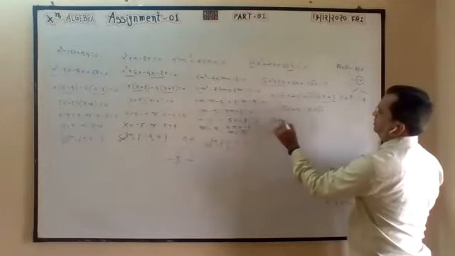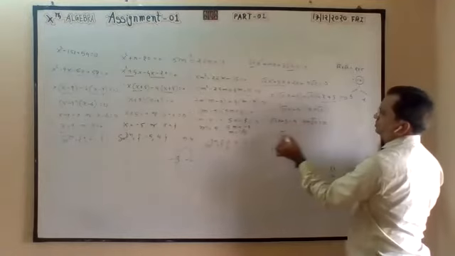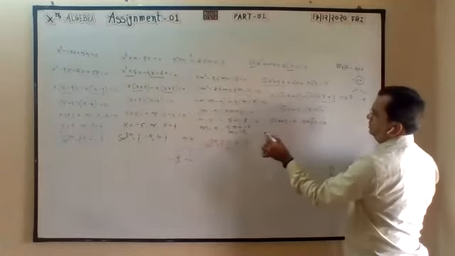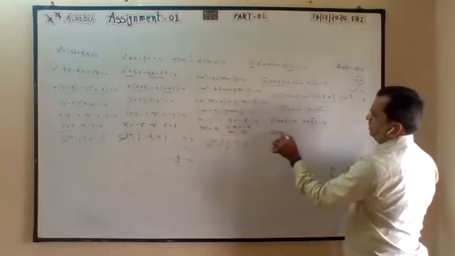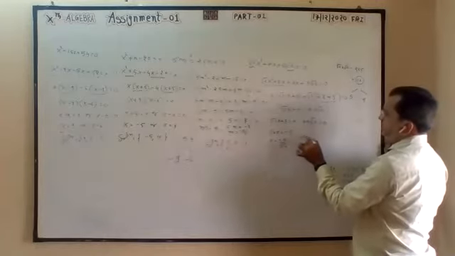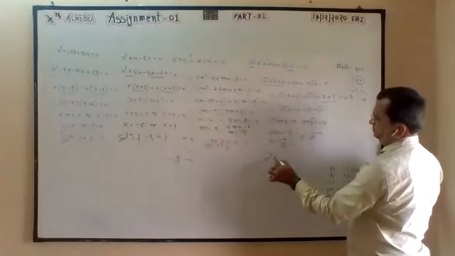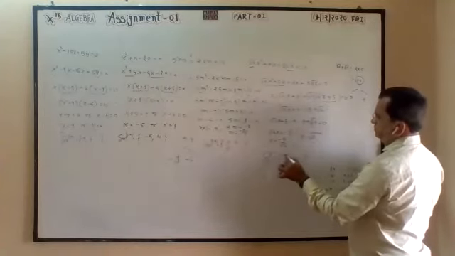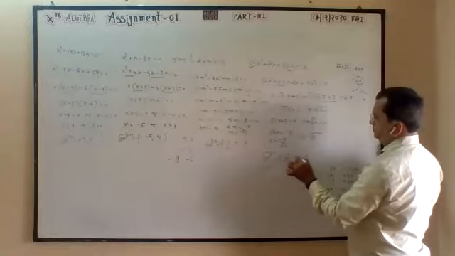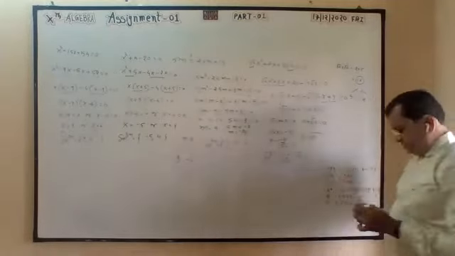Then root 2 x plus 5 is equal to 0. x plus root 2 is equal to 0. Therefore, root 2 x is equal to minus 5. x is equal to minus 5 by root 2. And here x is equal to minus root 2. So your solution. Correct. So this is done.